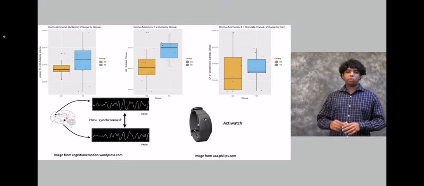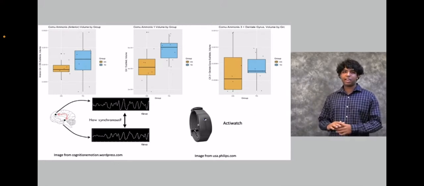Our hypothesis was that our hippocampus volume in the CA and DG would be lower in Down syndrome. And we found that in our CA anterior region, there was no statistical significance, but there was a higher variance in typically developing people.